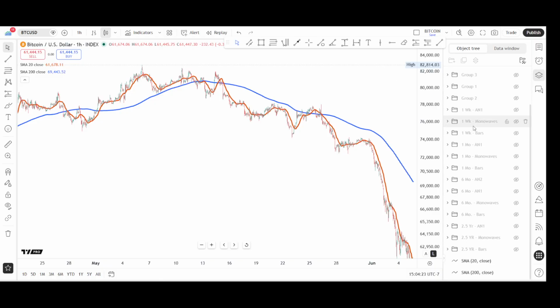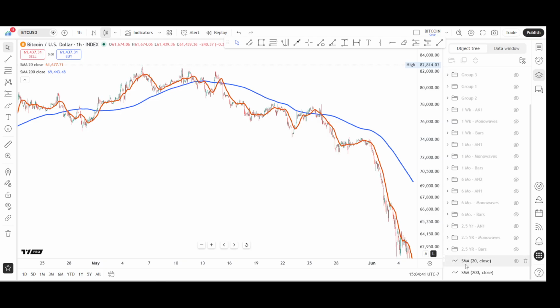I track probably over 100 charts with my other service, my NeoWave forecasting service, so I've got a ton of folders here. I track a tremendous amount of information on many, many different markets. But down at the bottom here is what I'm trying to get to.